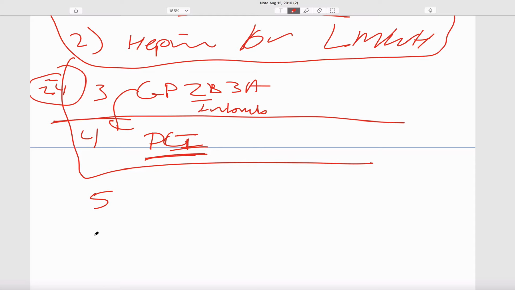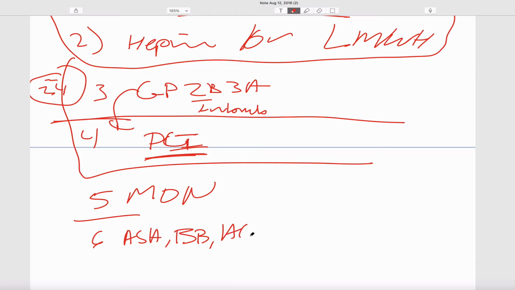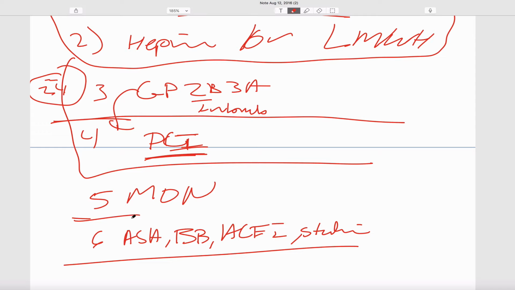The last 2 things down here are basically stuff we use for symptom control, which are morphine or oxygen or nitro, and the stuff they need to go home on when they get discharged, which is our aspirin, our beta blockers, our ACE inhibitors, and our statins. So this is kind of the treatment protocol for NSTEMI.